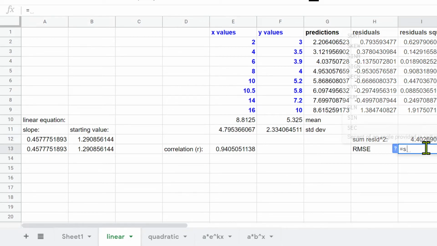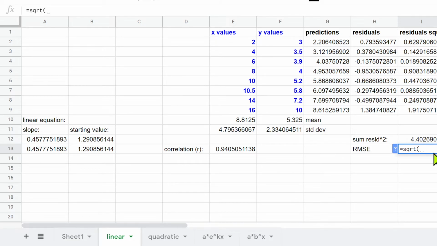So we're going to say equals square root. That's how you can do that in Google Sheets to get a square root. And then what you put in here, if you just type 25, I hope you know what's going to happen: 5, right? Here, though, we don't want to do that. We want to calculate the square root of our sum of residuals squared divided by n minus 2.